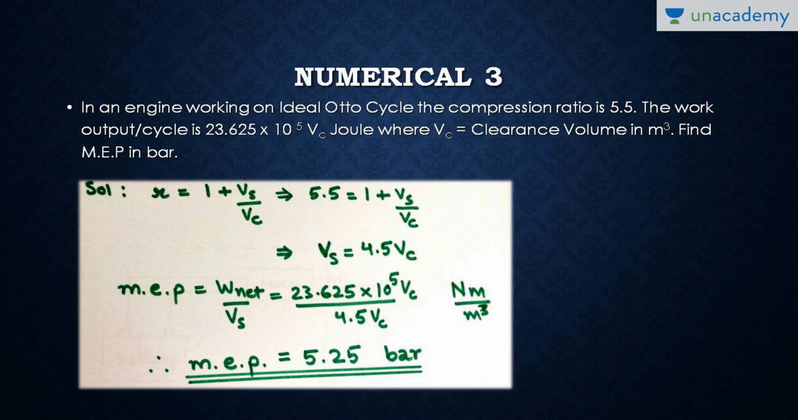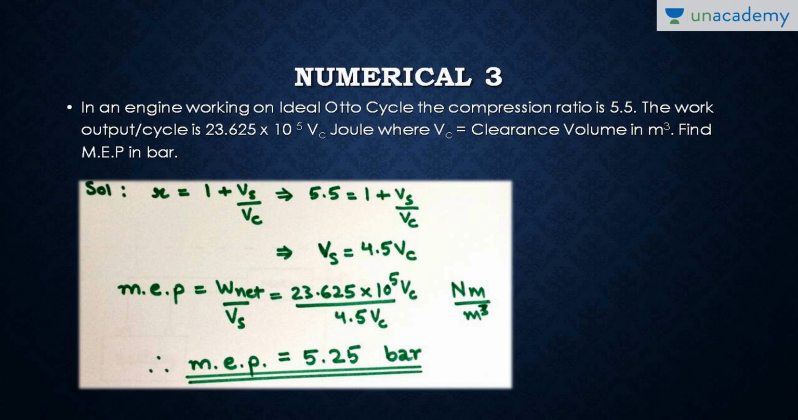What we have to find? We have to find the mean effective pressure. Keep in mind, mean effective pressure is net work done divided by swept volume. So first of all we have to find Vs. See, the work output is given in terms of Vc, 23.625 into 10 raised to power 5 Vc, and also compression ratio is given as 5.5. We can write compression ratio r equal to 1 plus Vs upon Vc. Compression ratio r 5.5, 5.5 is equal to 1 plus Vs upon Vc. So Vs is equal to 4.5 times Vc.